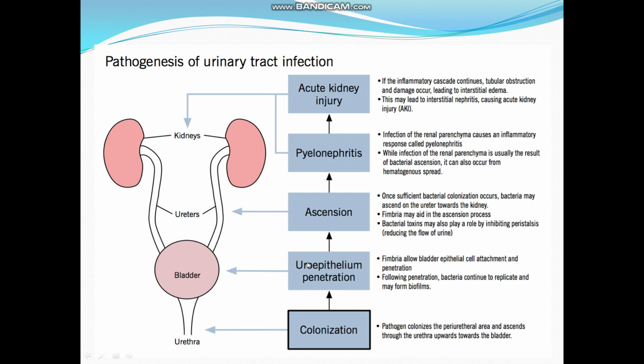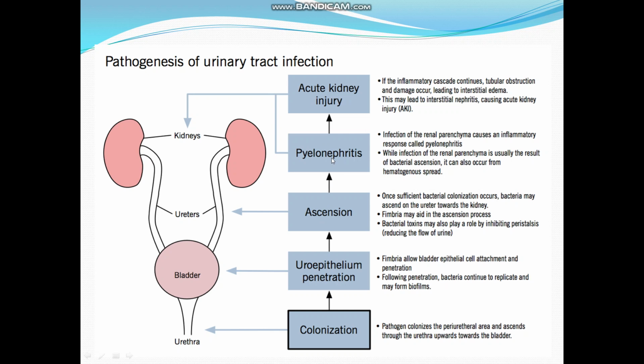In this, what happens? The fimbriae allow the bacteria to attach to the bladder epithelial cells and penetrate. Following penetration, the bacteria continue to replicate and form biofilms. After that, ascension occurs. Once sufficient bacterial colonization occurs, the bacteria may ascend through the ureter to the kidney.